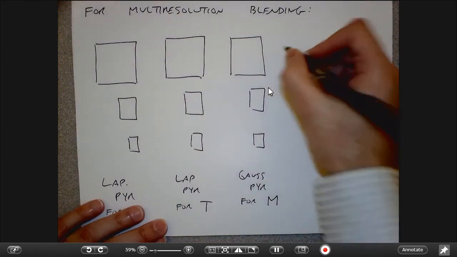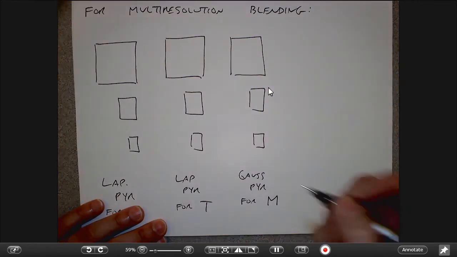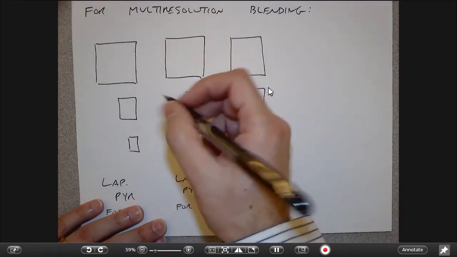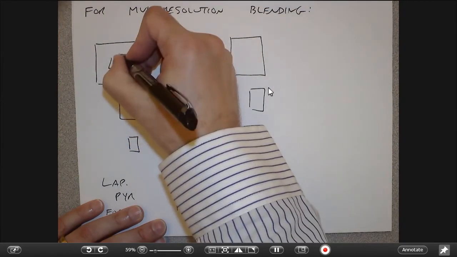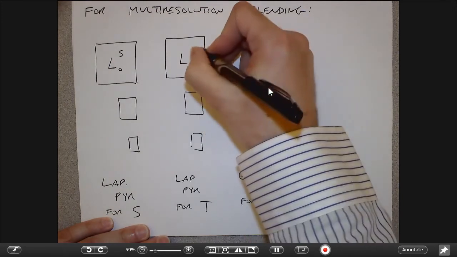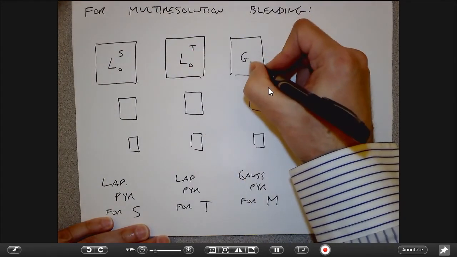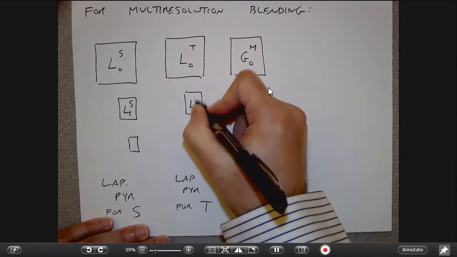And then what I'm going to do is I'm going to combine these things at every scale. So let's say this is like the Laplacian pyramid of 0 for the source. This is the Laplacian pyramid at 0 for the target. This is the Gaussian pyramid at 0 for the mask. And then I have like this.